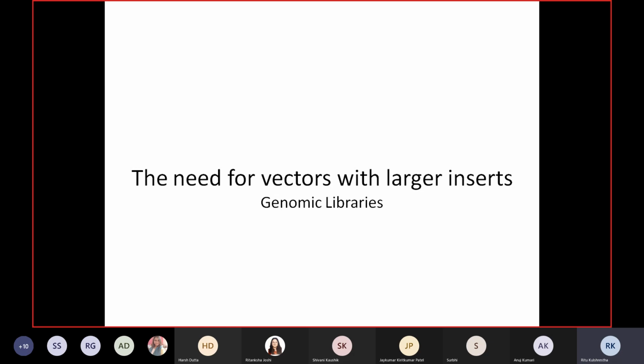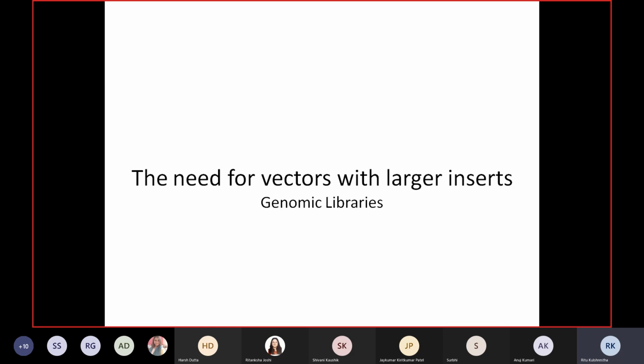Now, coming to the need for vectors with larger inserts. What we have discussed till now are the plasmids, which had around 10 kb insert cloning capacity. Then we had these bacteriophages, which have around 10 to 20 kb of cloning capacity, depending on which vector we are using.